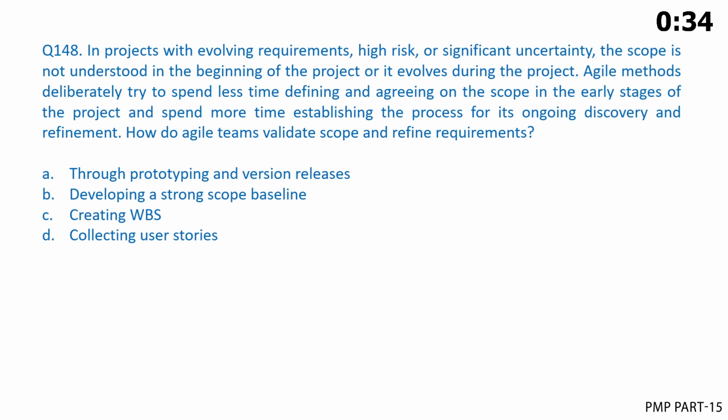How do Agile teams validate scope and refine requirements? A. Through prototyping and version releases. B. Developing a strong scope baseline. C. Creating WBS. D. Collecting user stories.